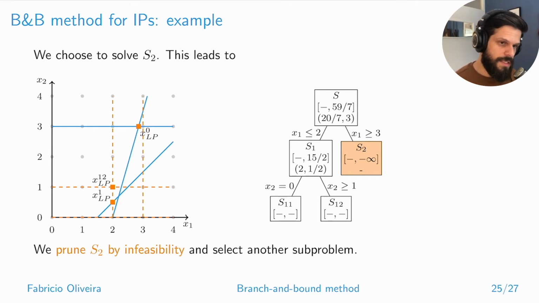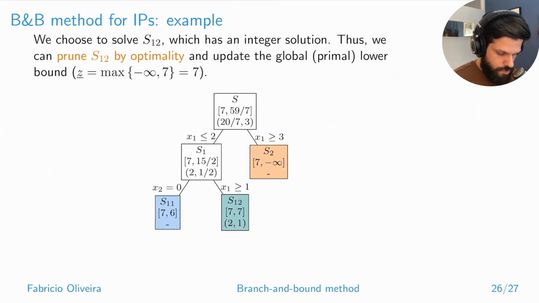So now we have to select a subproblem between S1 and S2. Suppose we choose S12, sorry. And then when we solve it, it has an integer solution. So our x is 2 and 1. That is integer. So this is the local upper bound it generated, and it turns out that it gives me also a lower bound, which is global.